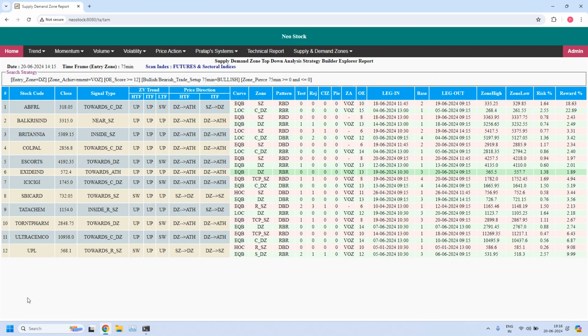With these filters, now we got 12 stocks. These 12 stocks are supporting bullish trade setup for weekly income trade.